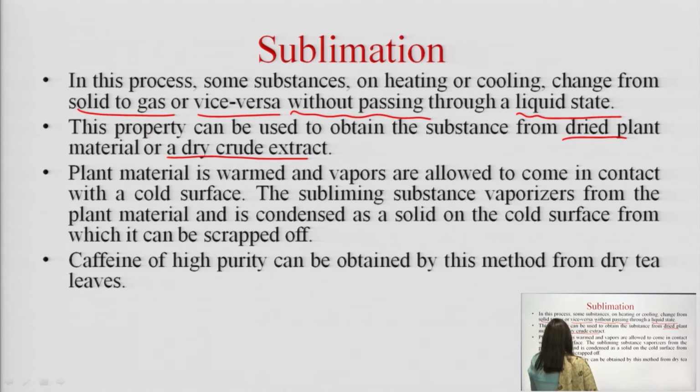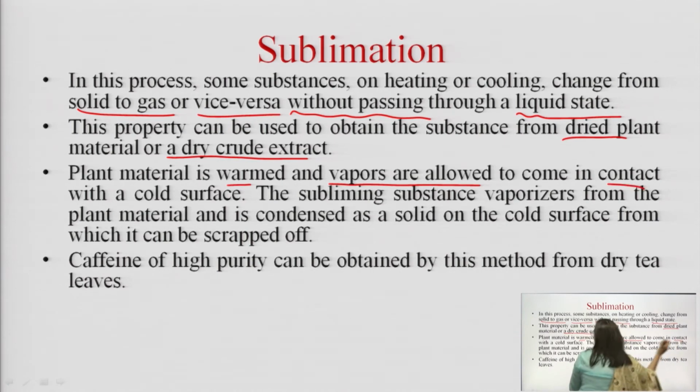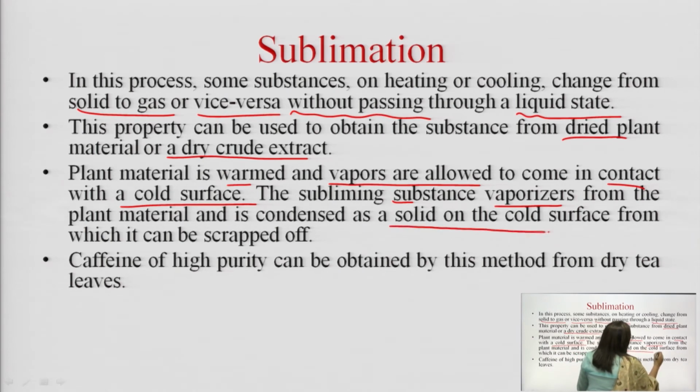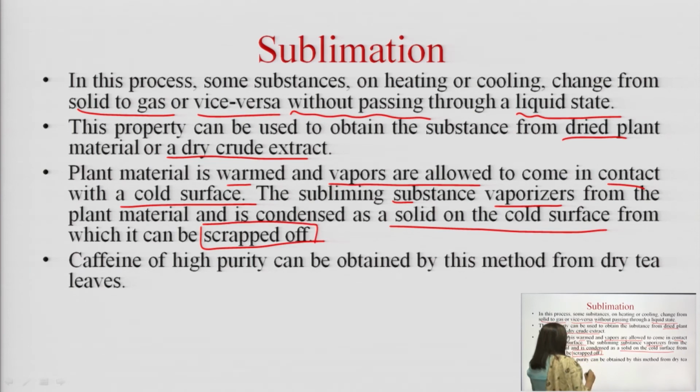This property can be used to obtain the substance from dried plant material or a dry crude extract. Plant material is warmed and vapors are allowed to come in contact with a cold surface. The subliming substance vaporizes from the plant material and is condensed as solid on the cold surface, from which it can be easily scraped off. Caffeine of high purity can be obtained by this method from dry tea leaves. Similarly, a very household example is camphor. Camphor can be easily extracted using this method.